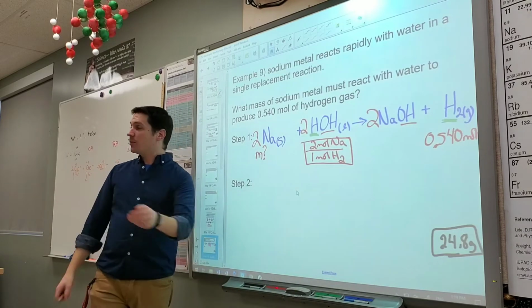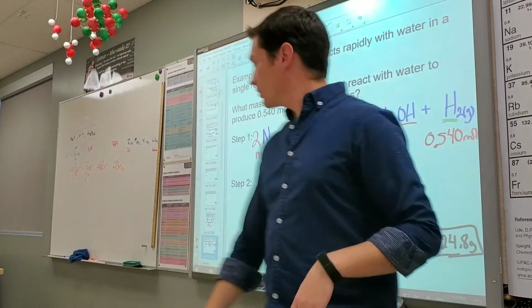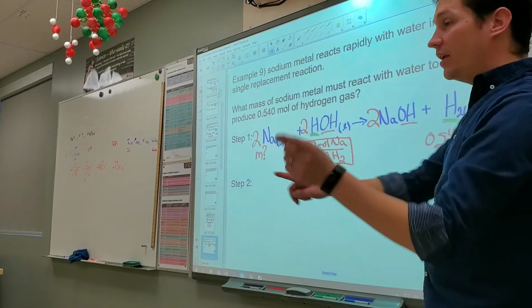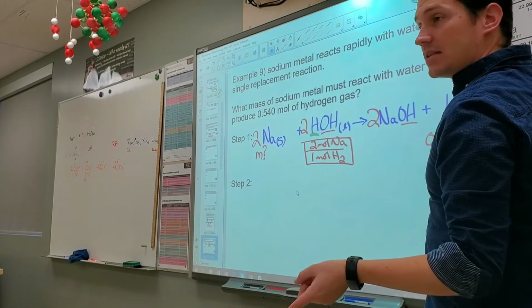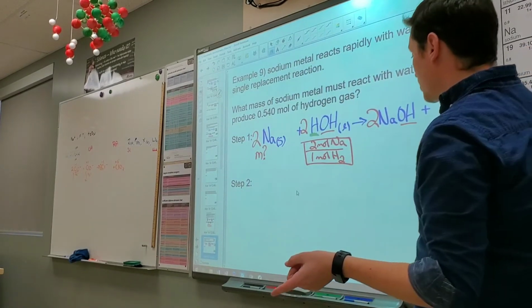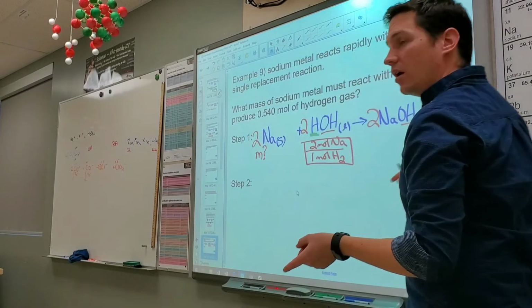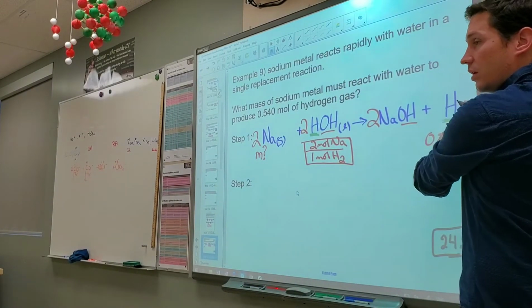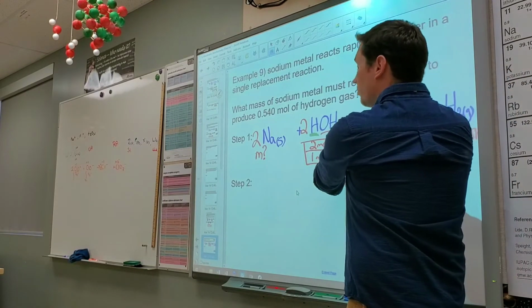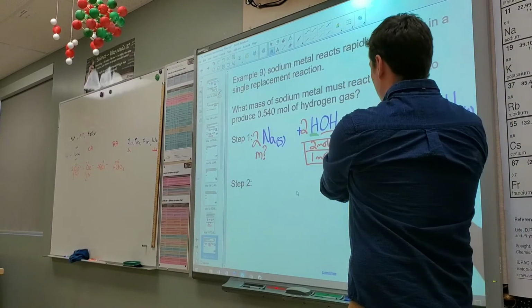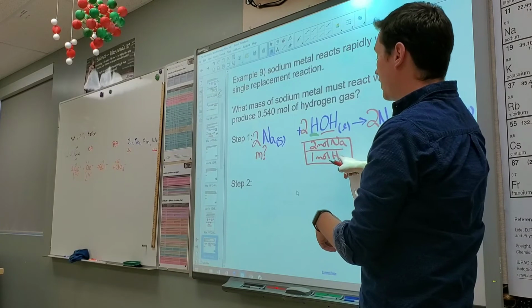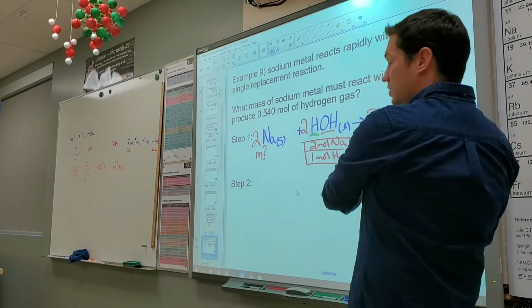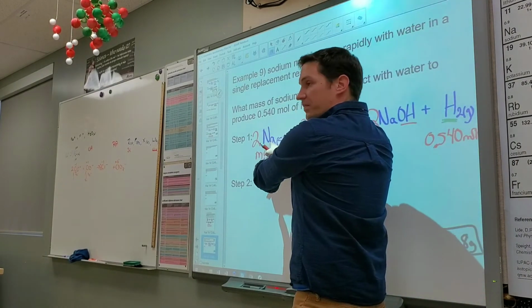Okay, now let's think about this for a second. I'm being given the moles of hydrogen gas. Where can I go from there? Just look at our information. Once I have the moles of hydrogen gas, what can I do? I can use the molar ratio to convert between moles of hydrogen and moles of sodium. So I can get the moles of sodium.